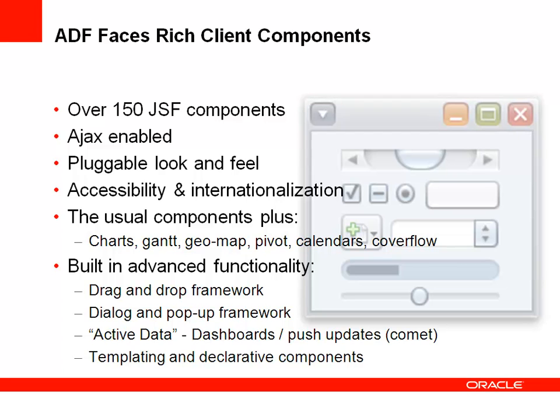Beyond the regular components that you'll find in any set of components such as button, checkboxes, and tables, we offer unique components such as charts, Gantt, geographical map, pivot table, calendars, carousels, and more. The framework offers some other built-in functionality such as drag and drop framework, dialog and pop-up window framework, active data support allowing you to do push to the client, as well as templating and declarative components to enhance the reusability of the user interface parts that you're building.